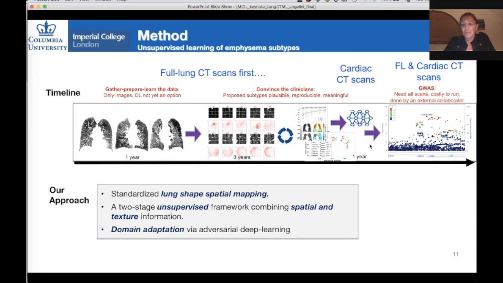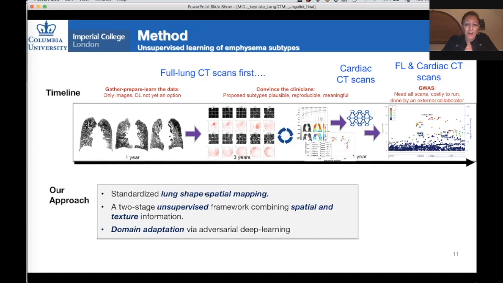And basically after 4 years, we were ready for the final end goal of the project, which is genetic association between emphysema subtypes and genes. And this is done via GWAS analysis. This is performed by an external collaborator. And so those analyses are really massive efforts. They need as many samples as you can, but in the thousands. And they are very costly to run. So basically, you only reach that stage once the clinicians are completely persuaded that what you have in hands and what you're proposing is really a solid biomarker.